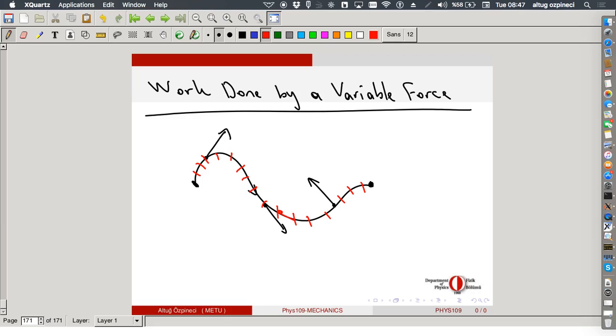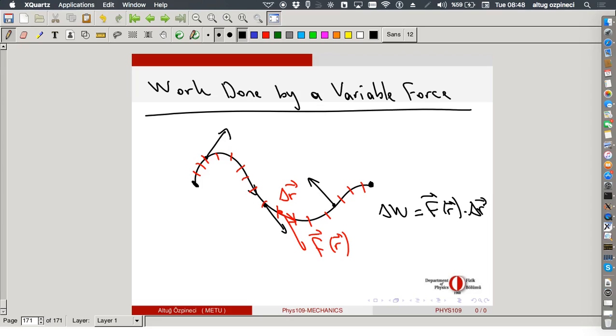You just take an arbitrary segment. Let's say this is the displacement of the object in that segment. That's denoted by delta r. The force at that point, let's just call it F at the point r. So the work done in this very small segment would be nothing but F(r) multiplied by delta r. This is the work done on the object in this very small segment.